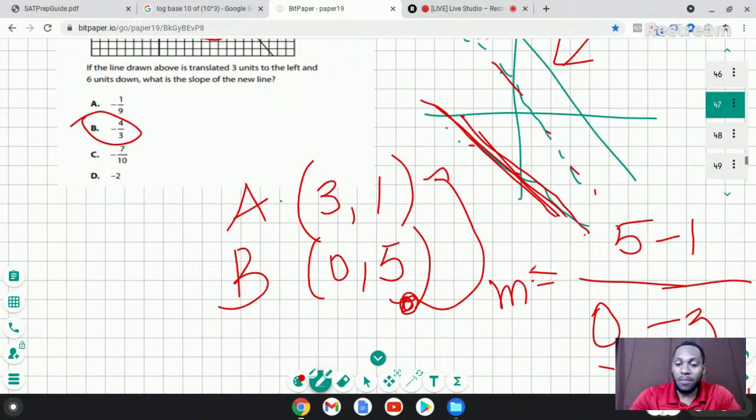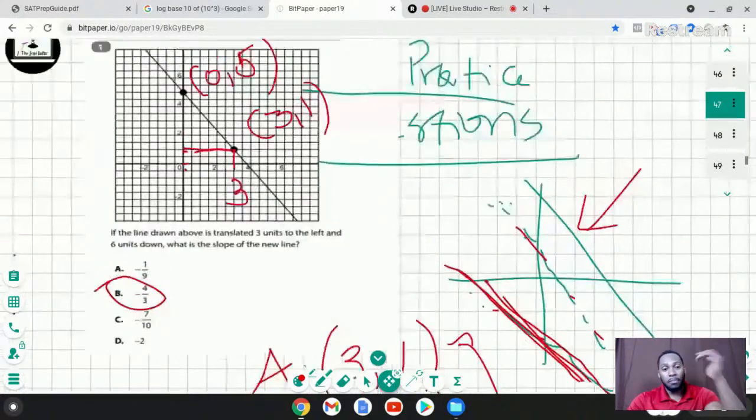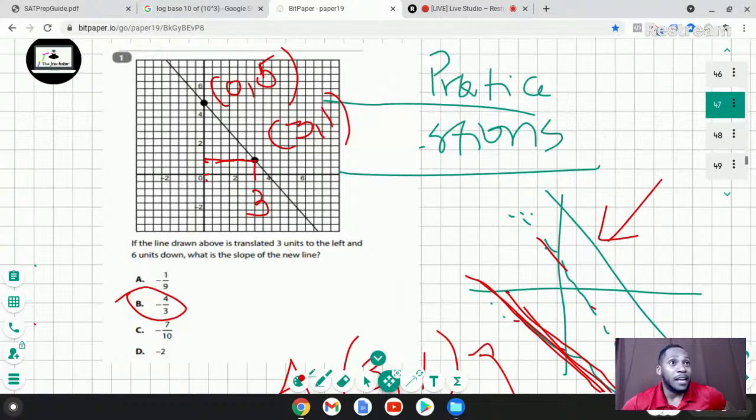Now, here's the deal. Let's go back and see what we did. How did we end up with B as the answer choice? The first thing that I noticed is they asked me about the slope of a translated line, which means whatever the original line is, if we translate it up and down, to the left or to the right, you don't actually change the slope. So the slope of the original line is going to be the same as the slope of the final line.